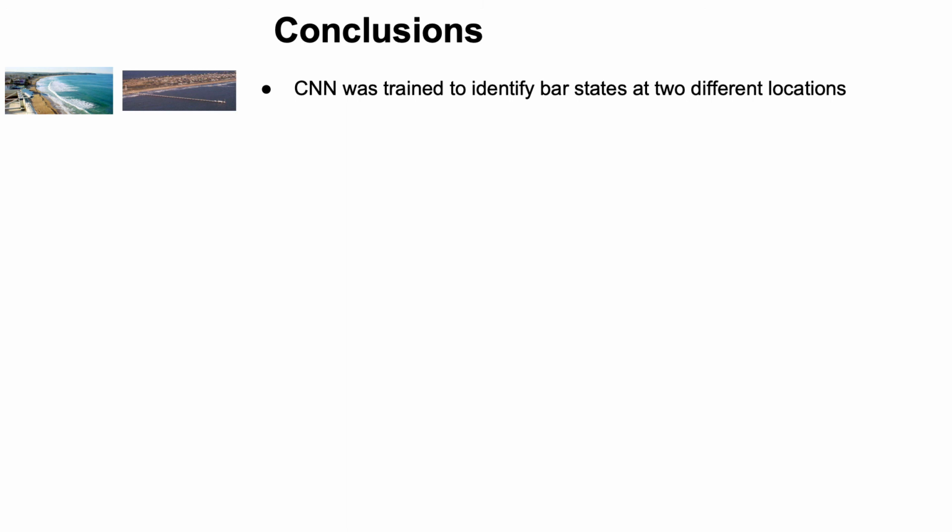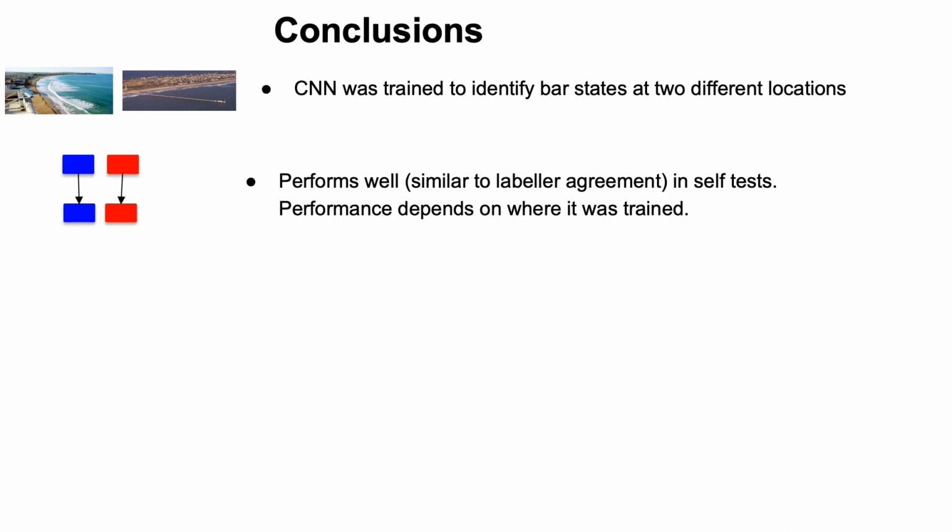So in conclusion, CNNs were trained to identify bar states at two different locations. The first was an embayed beach at Narrabeen in Australia, and the second was an open coastline at the Field Research Facility in Duck, North Carolina. The CNNs performed well, which means that they had skill that was comparable to the co-author labeling agreement, and self-tests, which means when they were trained and tested at the same location.